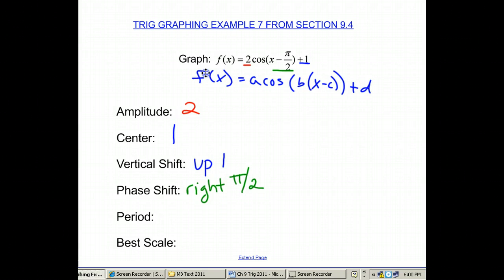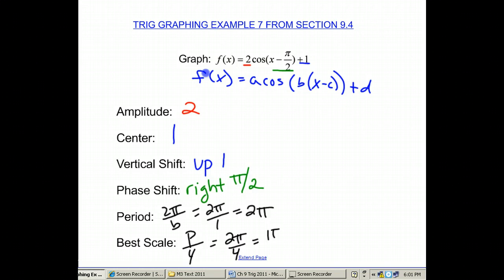The period of my graph comes from knowing b. So my period is always 2 pi divided by b. And here, since I can't see a b in the equation, I know it's 1. So it's 2 pi over 1, or just simply 2 pi. The best scale is taking my period and cutting it in fourths. So period divided by 4 gives me a scale of pi over 2, which is a nice number to work with given that my shift is also pi over 2 units. It makes the math nicer for us.